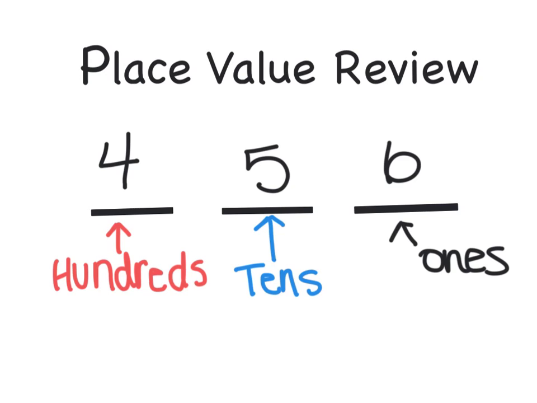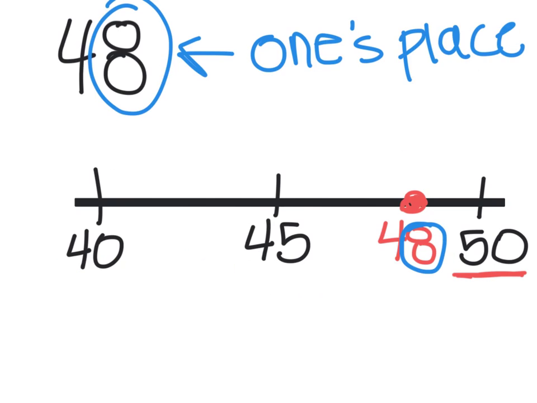In looking at the number 456, we know that the 6 is in the 1 spot and it represents the number 6. We know that the 5 is in the 10 spot and it represents the number 50. Finally, we see that 4 is in the hundreds place and it represents 400, giving us the number 456.